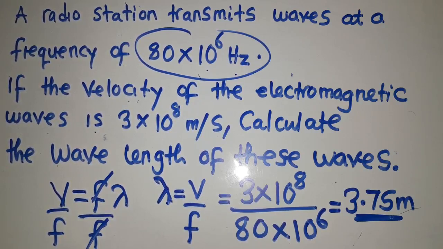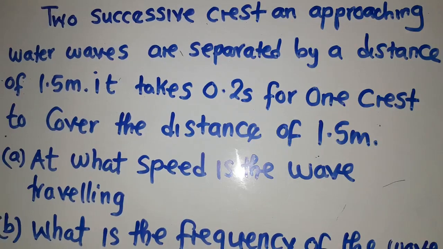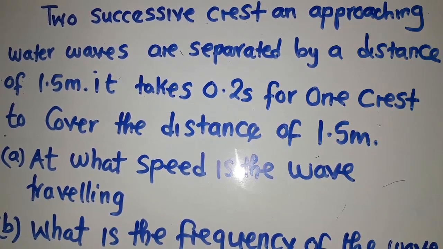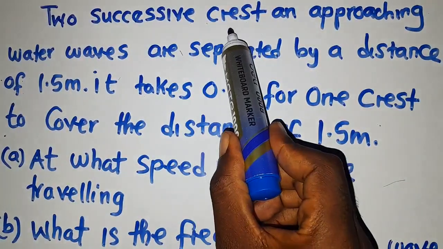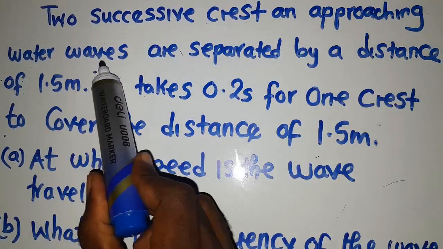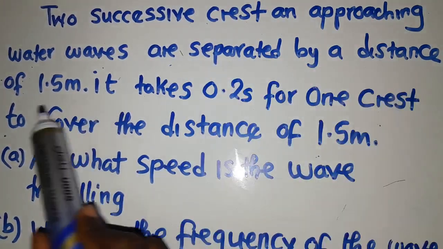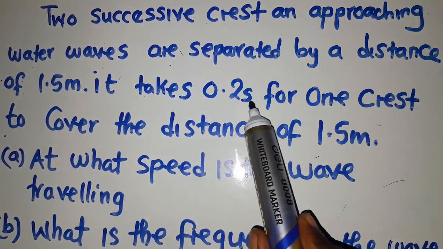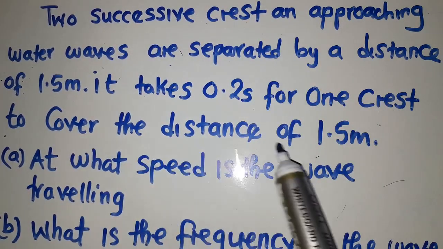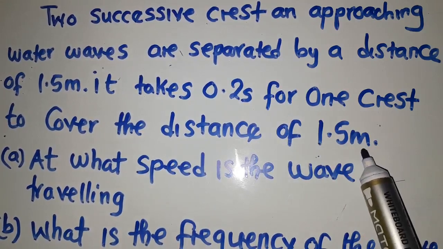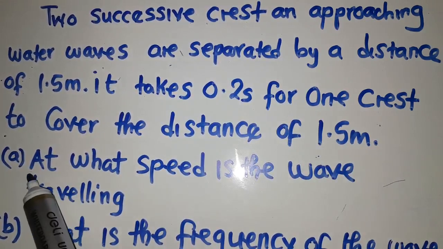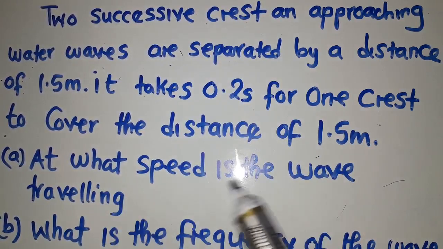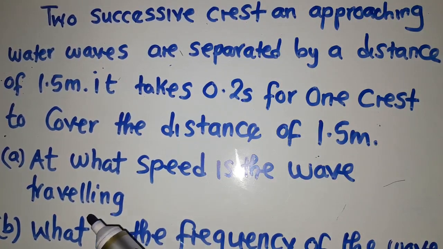Let us now look at another question. This is another question that we are given. The question is saying, two successive crests of approaching water waves are separated by a distance of 1.5 meters. It takes 0.2 seconds for one crest to cover the distance of 1.5 meters. The first question here is, at what speed is the wave traveling?